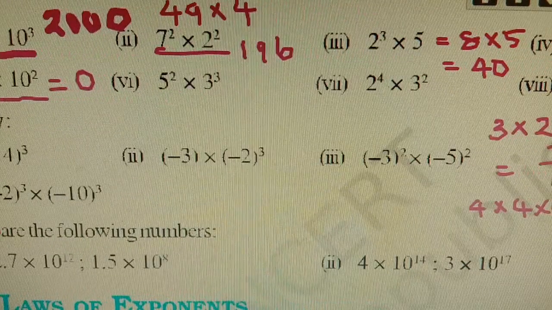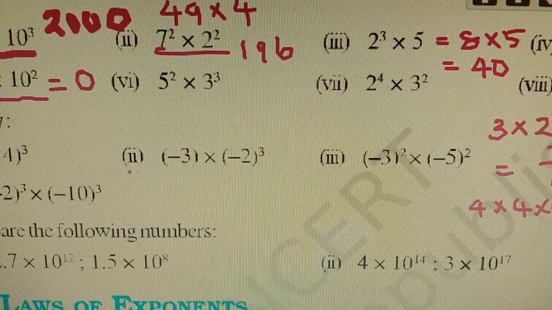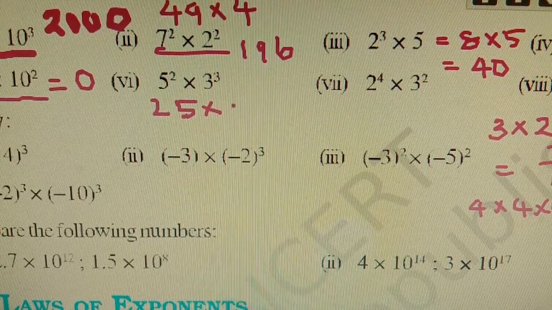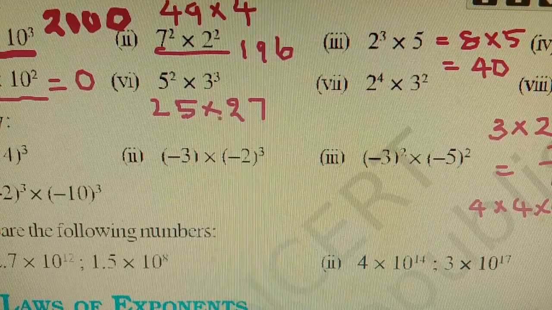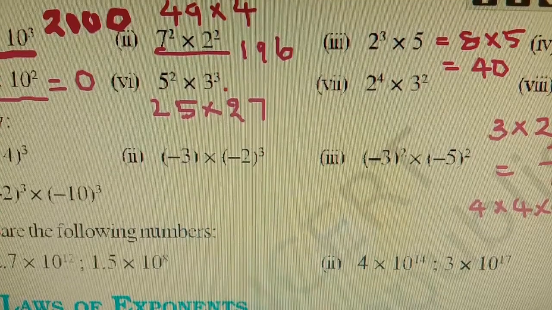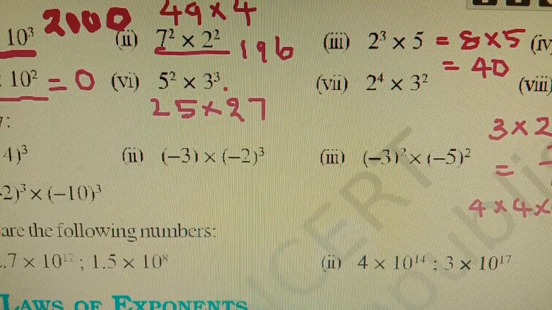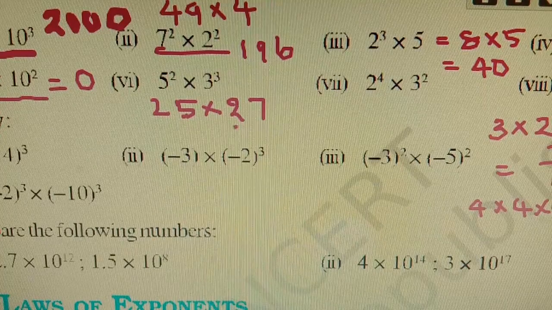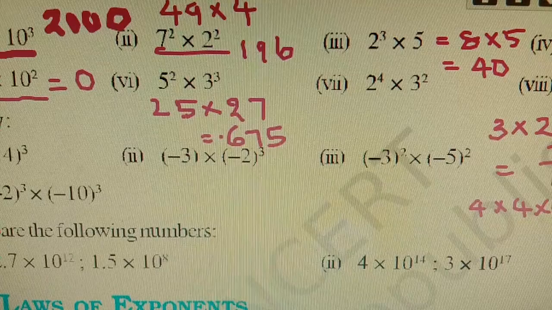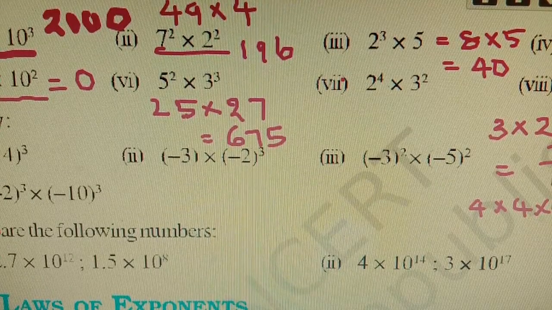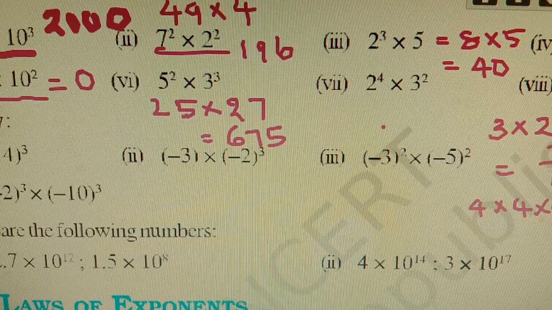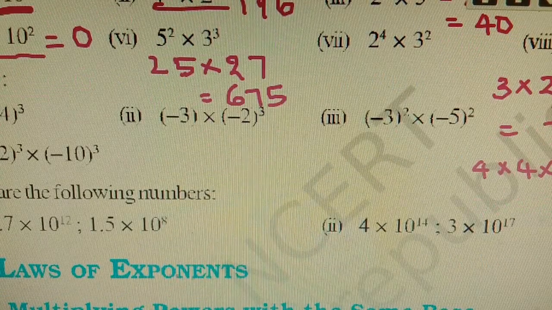So next question, 5 square times 3 cube. We know 5 square is 25. 3 cube is 9 times 3, 27. So 25 times 27. That is the answer. 25 times 27 is 675. So 5 square times 3 cube is 675.